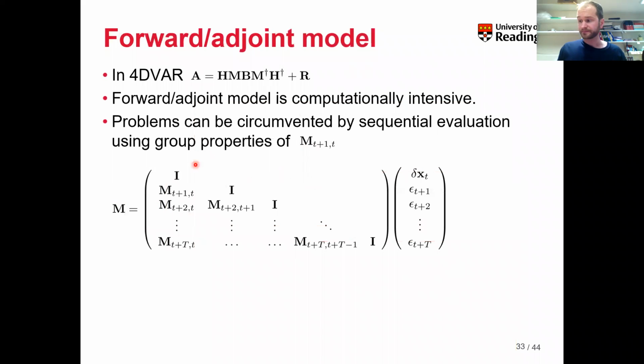So in 4D VAR, the matrix A that generates this system of linear equations is as follows. And this first term is problematic. What's particularly problematic is the appearance of the matrix M in the term, because this matrix is computationally very intensive to apply to a vector. And one of the reasons for that is its structure.